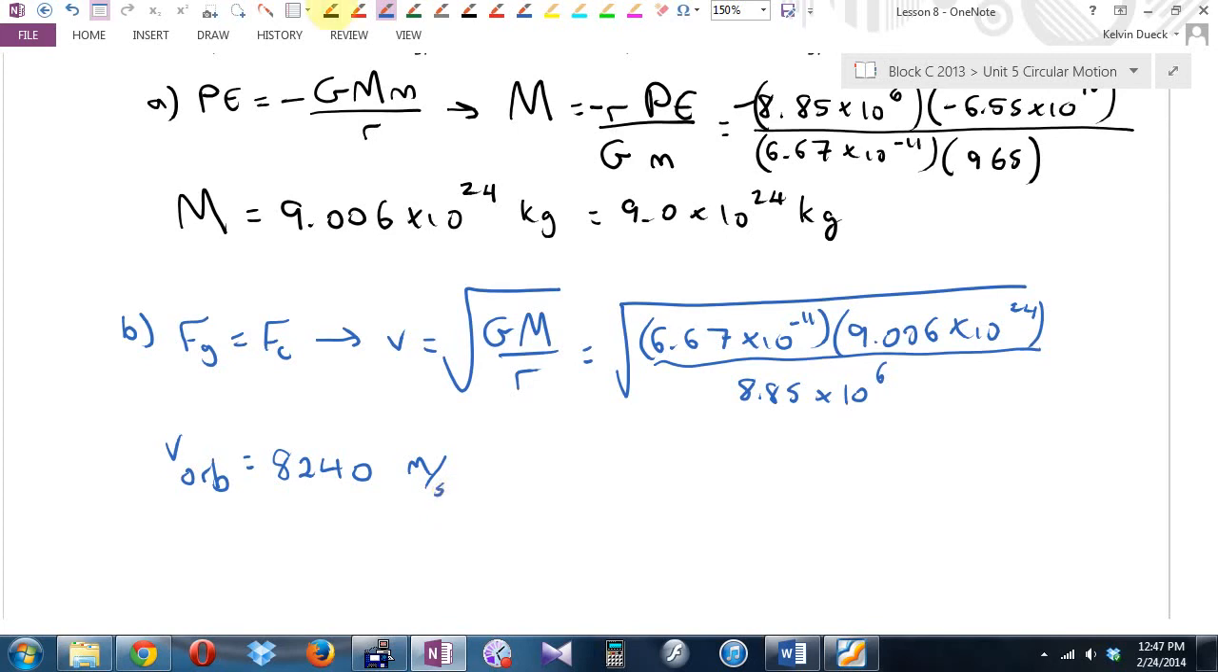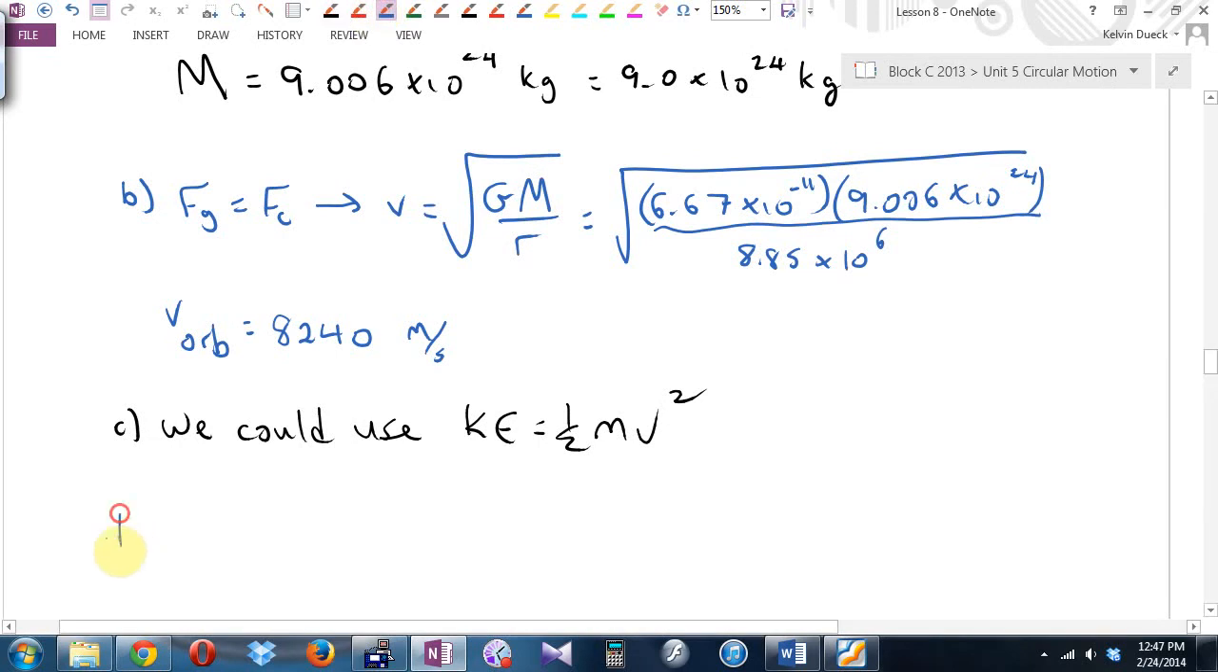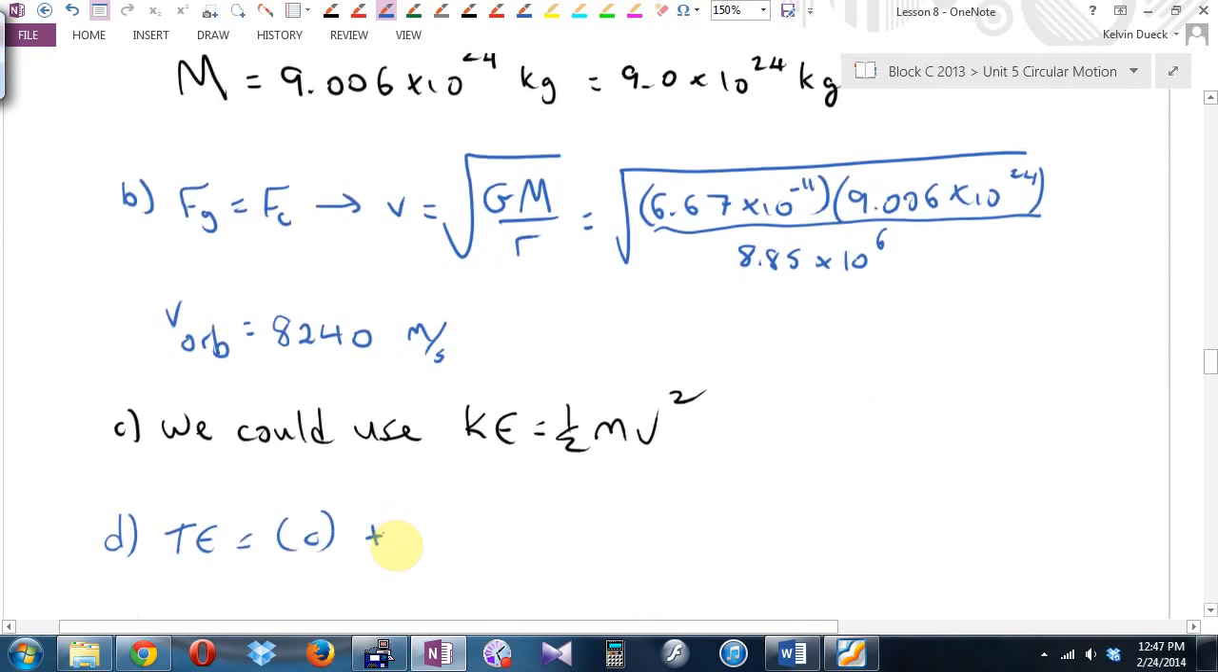You know what? In the interest of time, because you guys are getting kind of dozy, good enough. Claire, what does part D want me to find? Oh, what does the word total mean? Add them up. You know what? Total energy is going to be the answer from part C plus negative 6.55 times 10, plus the potential energy. It's kinetic plus potential. Yeah?